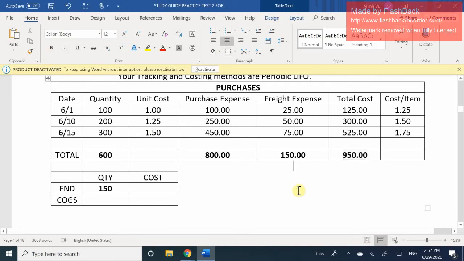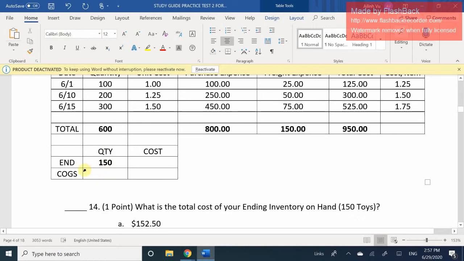Okay, so let's go ahead and solve for the cost of goods sold. So if I had 600 and I have 150 left, how many items did I sell? 450. Okay. All right. So what do you want to solve first? Do you want to solve for the ending inventory, or do you want to solve for cost of goods sold? Ending inventory.